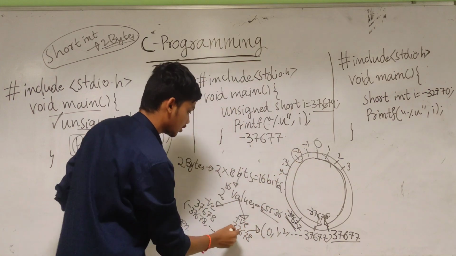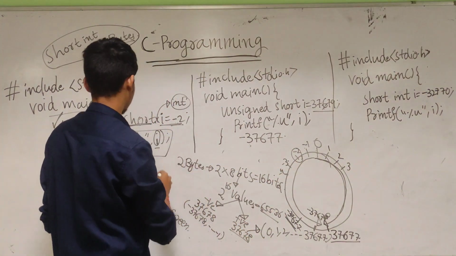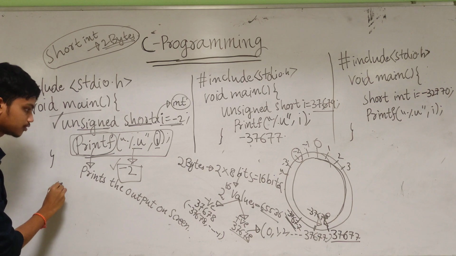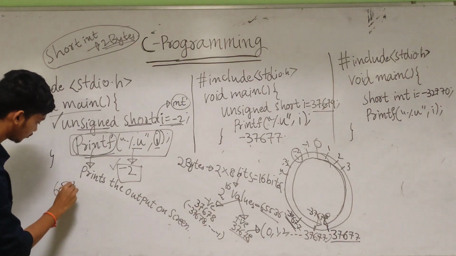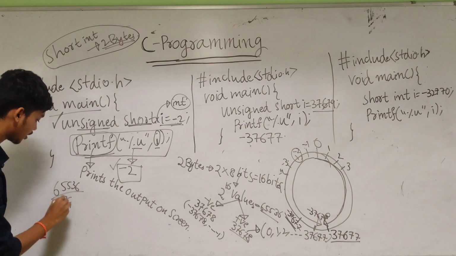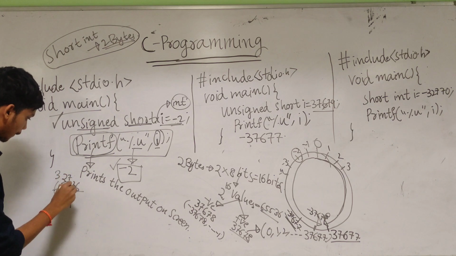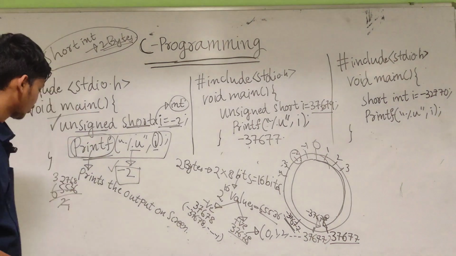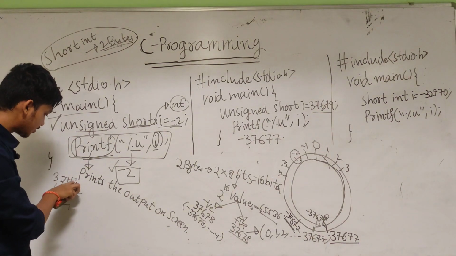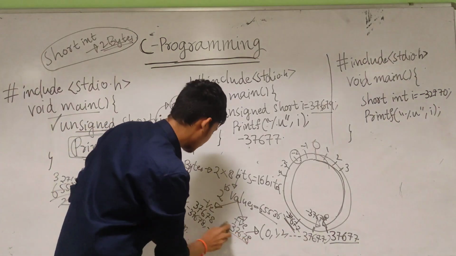Am I correct that 37678 if you do half will be 6? Sometimes we need to check like this also. It is 32768 here, so I did a bit wrong here.